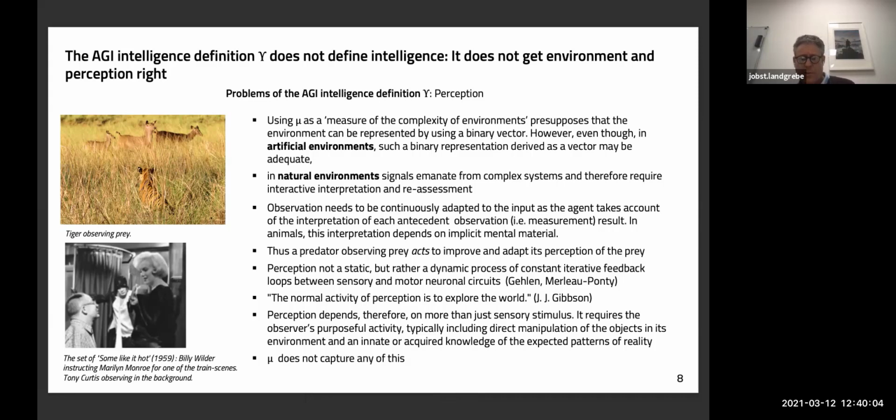It also depends on more than just sensory input. It requires the observer's purposeful activity, and the definition they use doesn't capture any of this. Here's a more difficult example of observation or perception, which I'm not going to discuss now because I need to stop in 6 or 7 minutes.